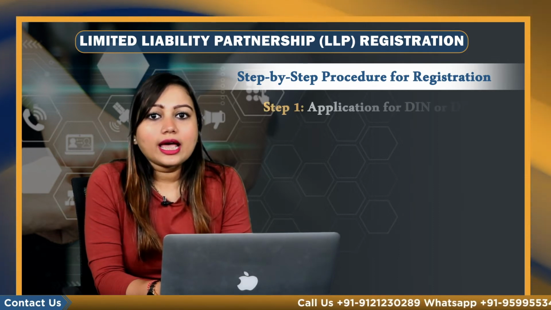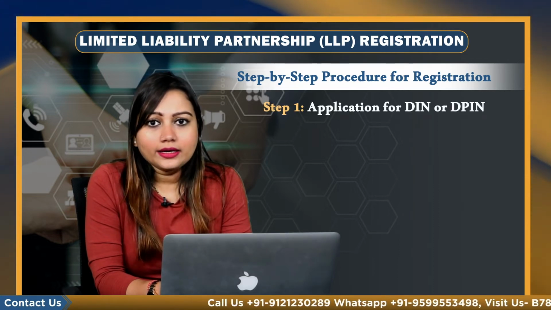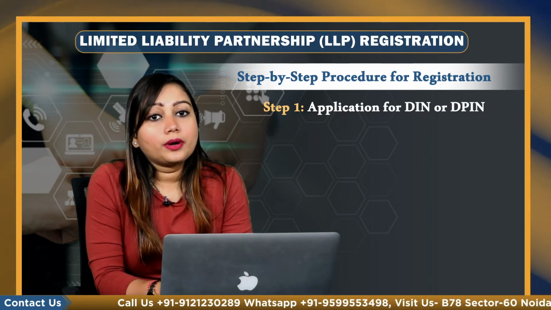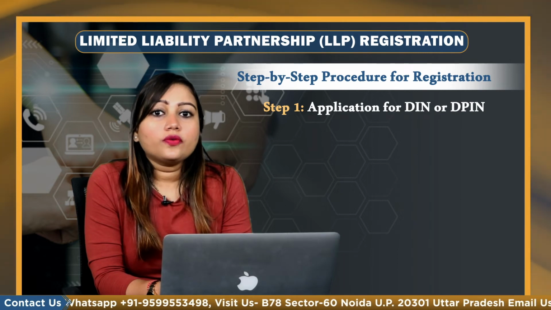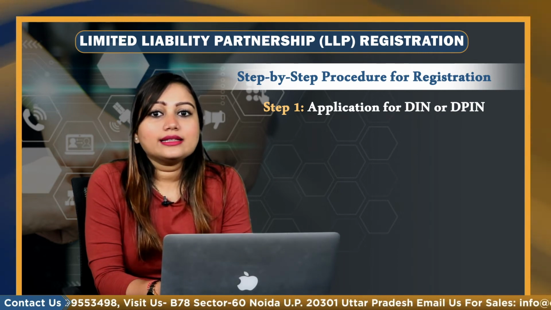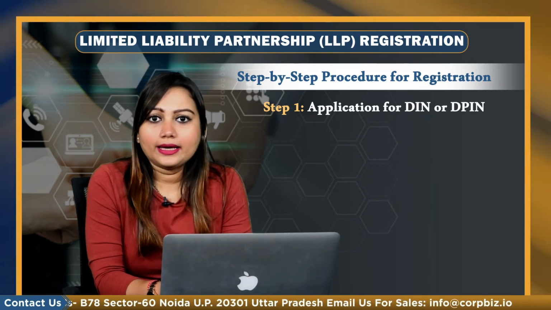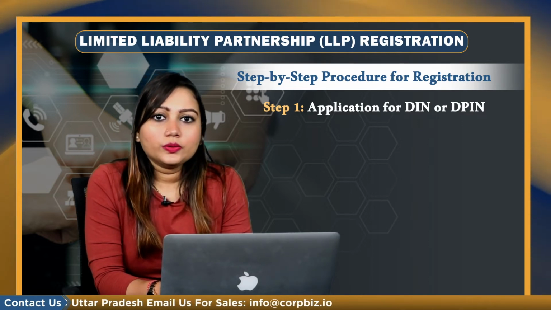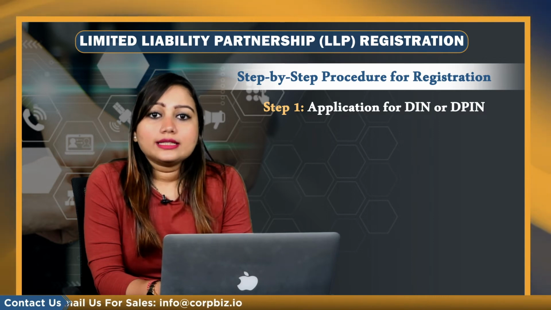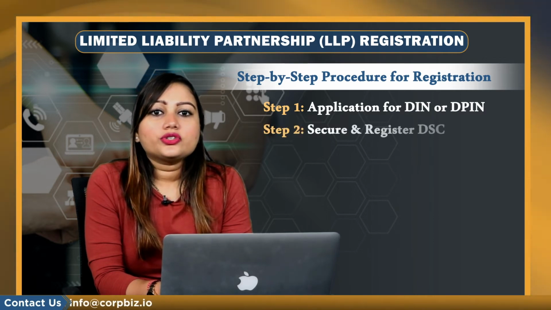Step 1 includes application for DIN or DPIN. All serving partners of the proposed firm shall secure DPIN. For this, you need to file an online application, that is DIR3, to secure DPIN. For those who already have a DIN number, the same can be used as DPIN. Step 2 includes securing and registering DSC.